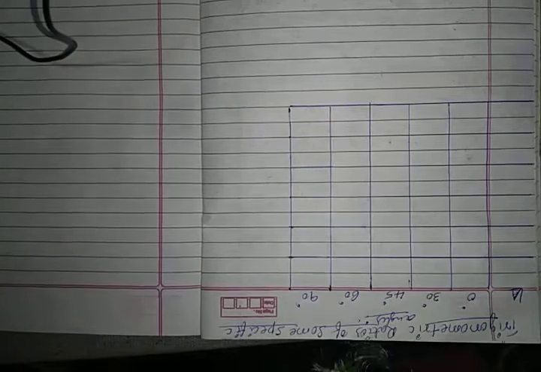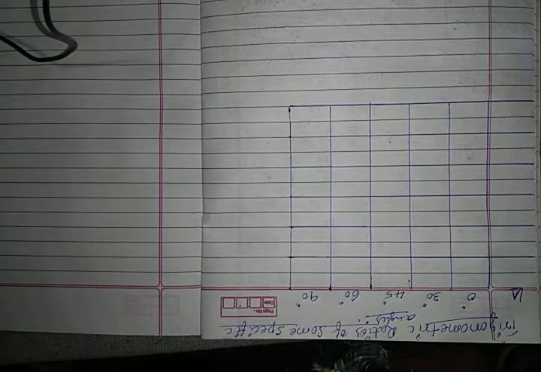And after the examples, you have to do yourself exercise 11.1. This is one of the most important chapters. Let us see the next, trigonometric ratios of some specific angles.